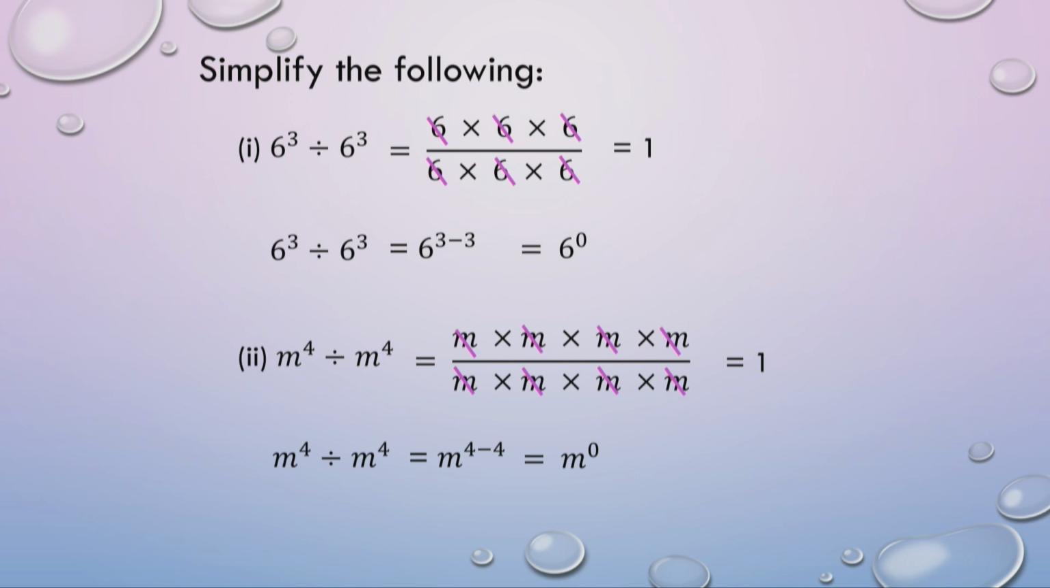So what can you notice here? For each of the two parts, I get 1 and 6 power 0 for the first part. For the second part, I get 1 and m power 0. So what can you conclude? That 6 to the power of 0 is equal to 1. m to the power of 0 is equal to 1, because we should be getting the same answer even if we are using two different methods.